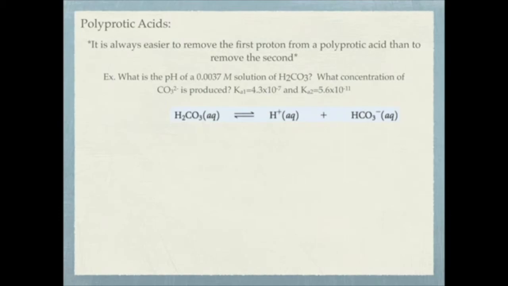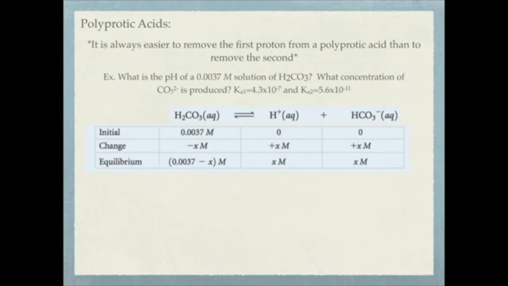By incorporating what I know with my ICE chart, the concentration of carbonic acid starts out at 0.0037, hydrogen ion 0, and then HCO3 minus 0 as well. So I'm going to subtract X from carbonic acid, add X, and then add X to my products. And so what I get at equilibrium is 0.0037 minus X, X, and X. So using this and the fact that I know my Ka1, I can solve for X. And so X times X, X squared, because that's the concentration of hydrogen and HCO3 minus, all over 0.0037 minus X equals 4.3 times 10 to the negative 7th, because that's my Ka1.